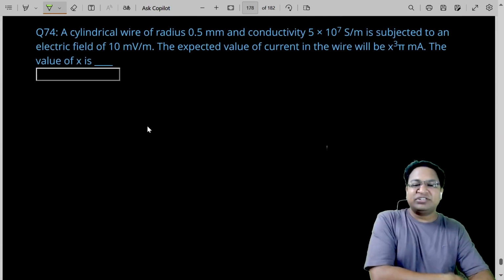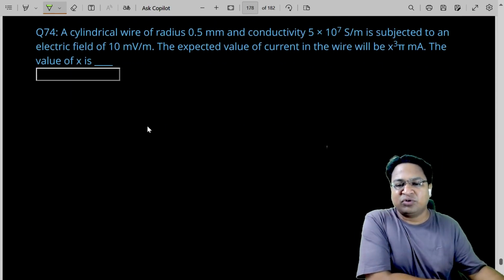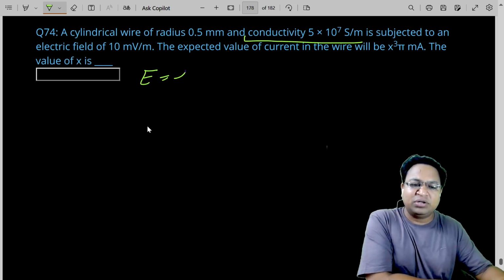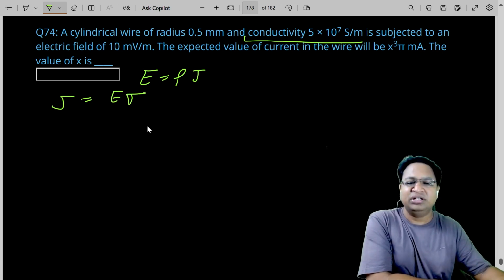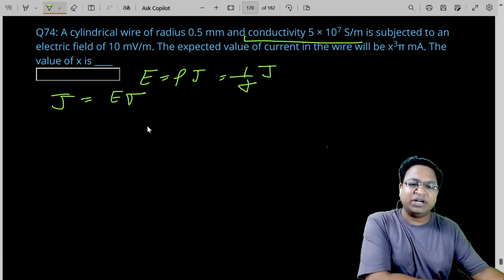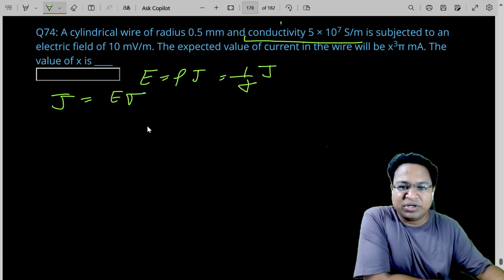It says a cylindrical wire of radius this much and conductivity. Now notice that we have been given the conductivity; usually resistivity is given, and we write E equal to rho J. Or else we can also write J equal to sigma E, since 1 upon conductivity can be written as resistivity. So from here we will get J equal to sigma E, and this is sigma.